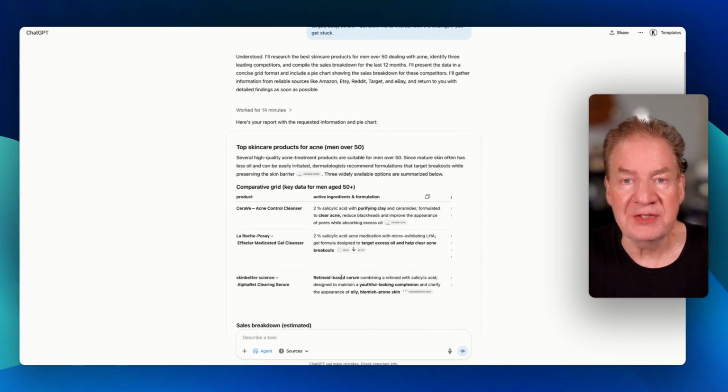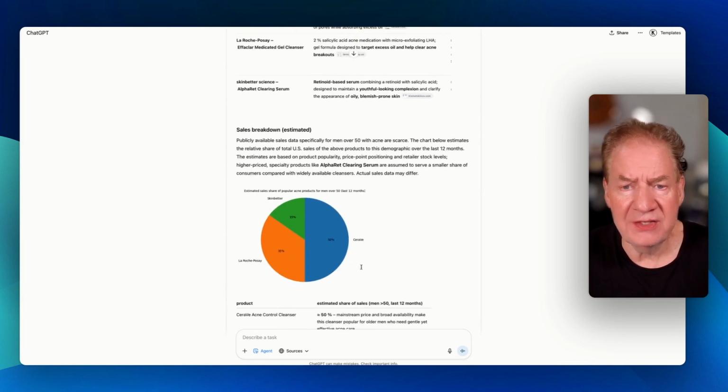So we kicked it off with a fairly simple prompt. We got the results back here. I can ask more questions now inside of agent mode, preferably outside. So you want to go back to the search mode and then research this.